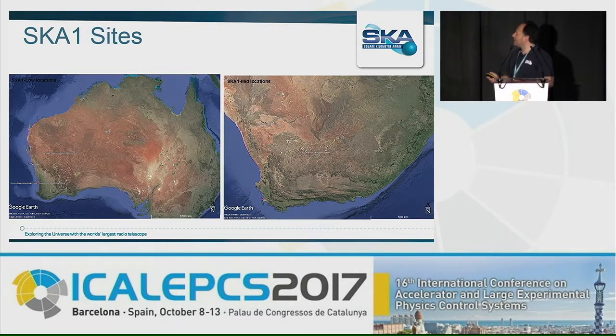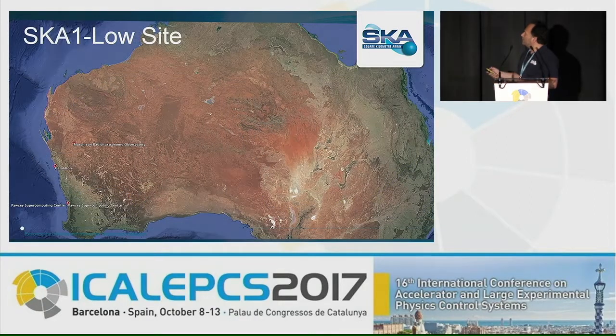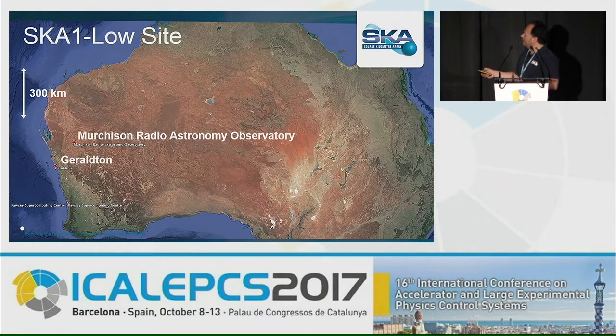So these are the 2 sites that we'll be located at. In the first one, for SKA1 Low, we will be in what's known as the Murchison Radio-quiet Zone. That's for a scale. That's where we will have the Murchison Radio Astronomy Observatory. This will be the operation center, and this will be the data analysis center.